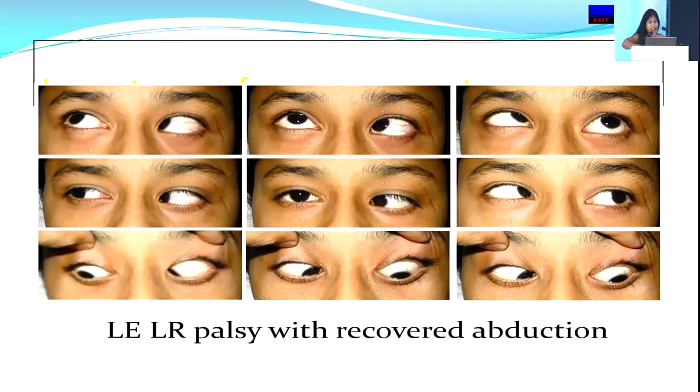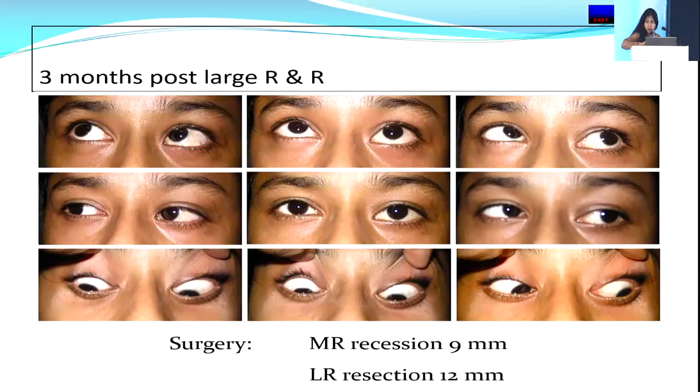Here is a case where you can see a left eye esotropia with no abduction limitation. It's a recovered sixth nerve palsy. So we do a simple recession resection procedure, but it has to be a supramaximal dose. As opposed to conventional surgeries, where we limit our doses to a maximum of 6 and 9 mm for MR and LR, we need to do a supramaximal recession resection procedure in these cases.